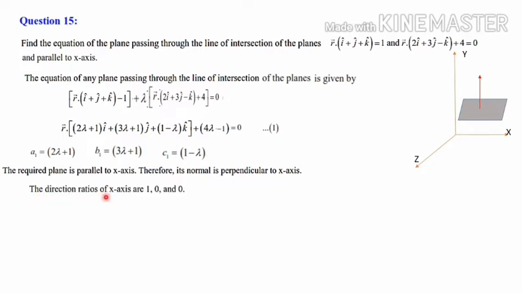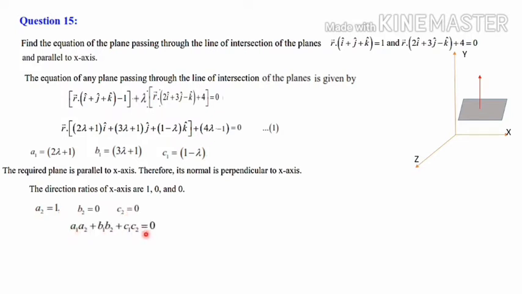So the direction ratios of x-axis are 1, 0, 0. So this is better to learn by heart. We already discussed it before. The direction ratios of x-axis is 1, 0, 0. Y-axis is 0, 1, 0. Z-axis is 0, 0, 1. Here we are taking x-axis. So the direction ratio is 1, 0, 0. So here a2 is 1, b2 is 0 and c2 is 0.